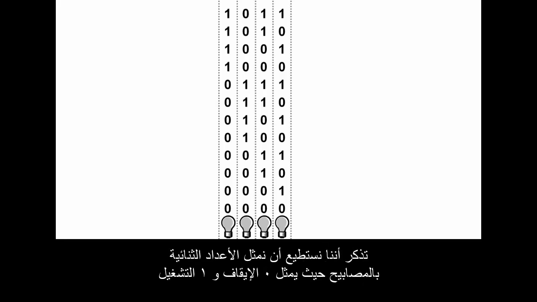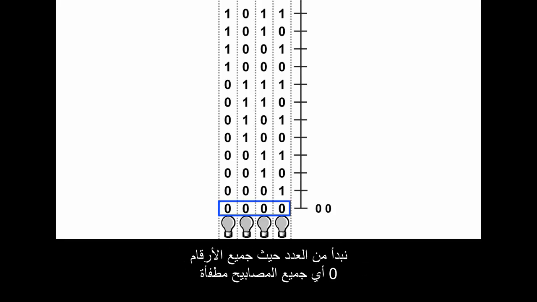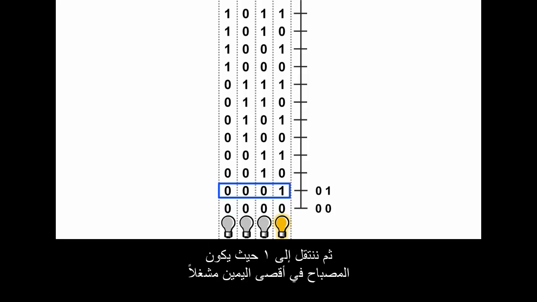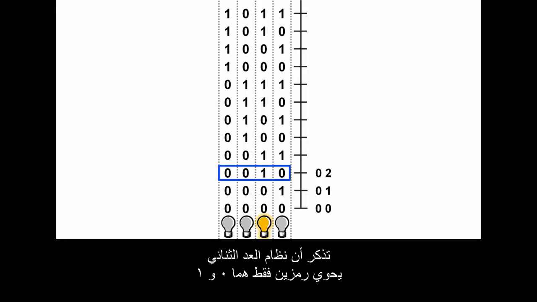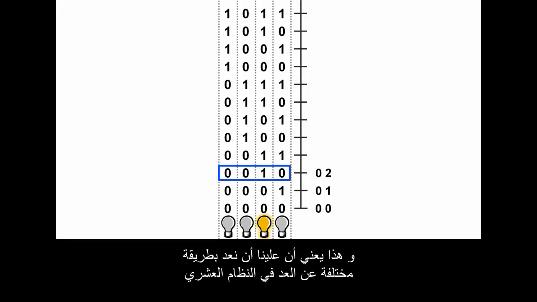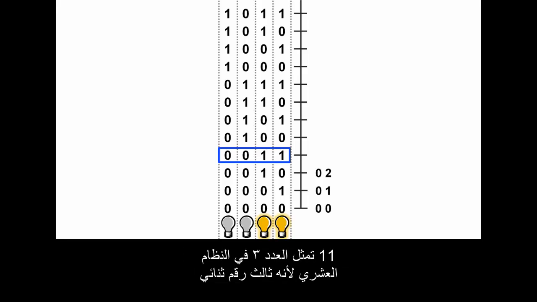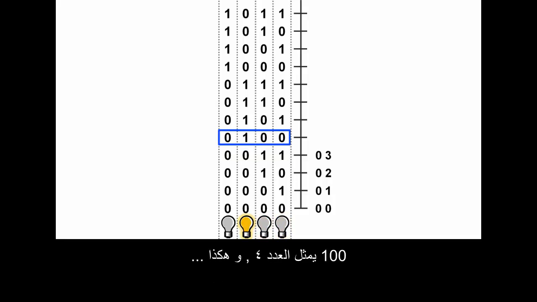If you'll remember from earlier, we can represent binary numbers with light bulbs that are 0 if off and 1 if on. So we start with all zeros, or all light bulbs off, then move to 1, where only the light bulb on the far right is on, and then 1 0, which is the same as the number 2 in decimal. Remember, we only have two symbols to use in binary, 1 and 0. This means that we have to count up a little differently than we do when we use decimal numbers. 1 1 is 3 in decimal because it's the third binary number. 1 0 0 is 4, and on and on and on.